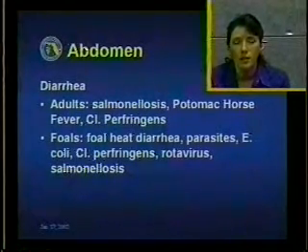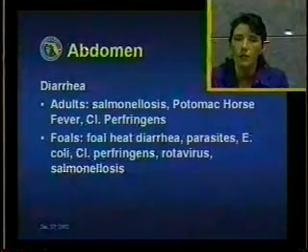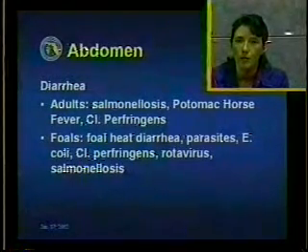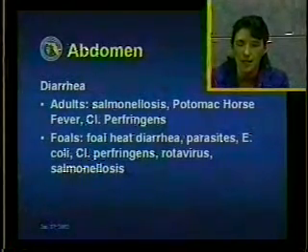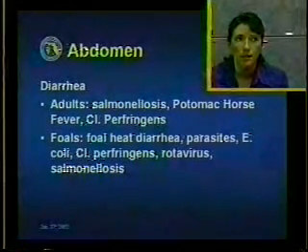In foals, we can also have diarrhea caused at time of foal heat in the mare, so about a week to 10 days after the foal is born, and the etiology of foal heat diarrhea is not very well known. It's generally a benign diarrhea, transient, just lasts a few days, and self-limiting, and foals don't really get sick. Parasites can also cause diarrhea in foals.